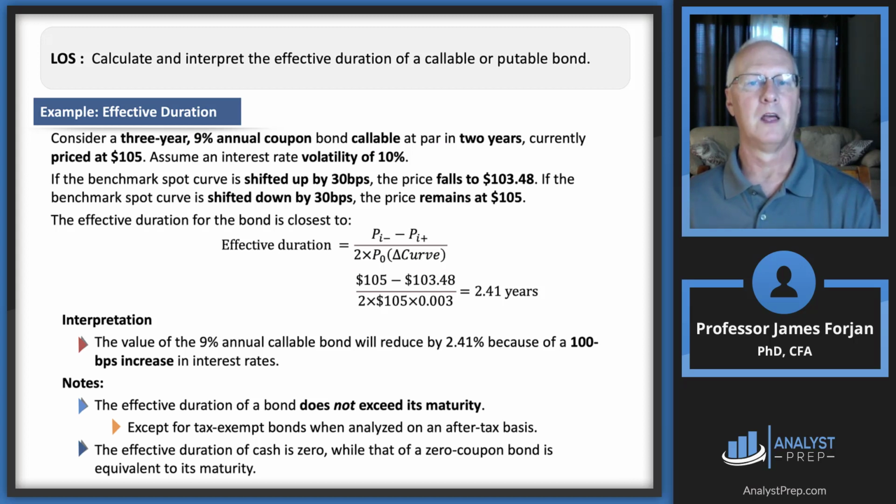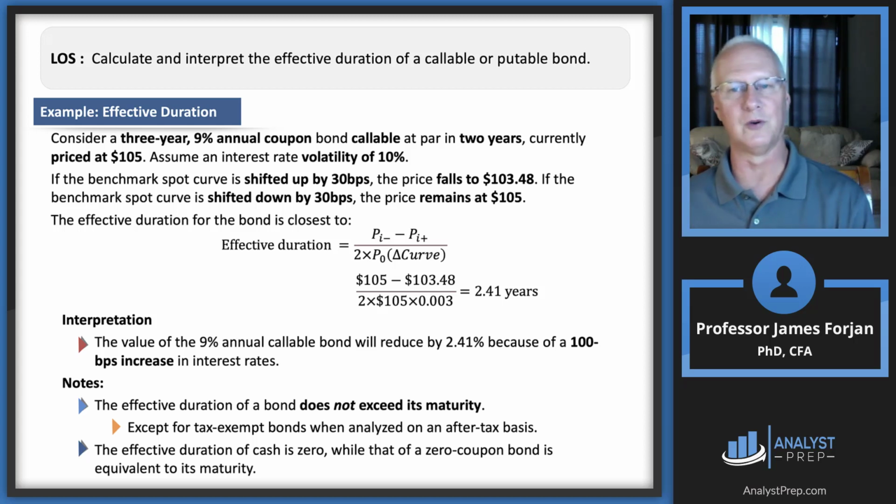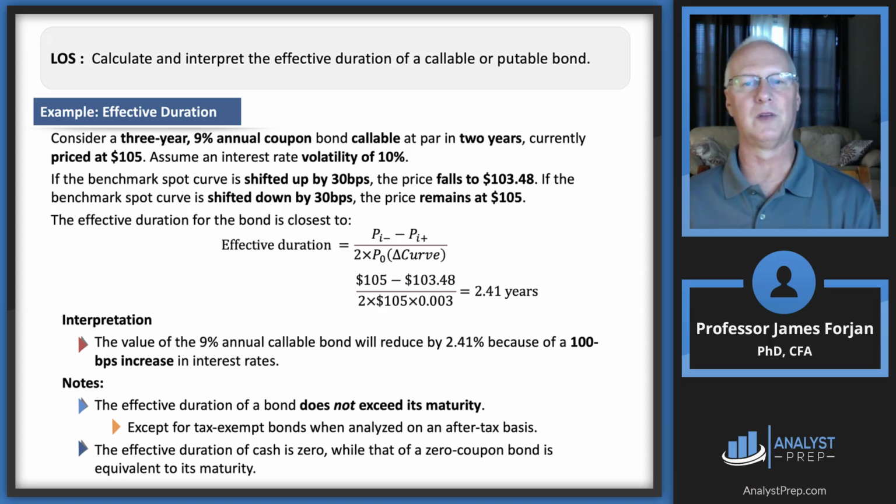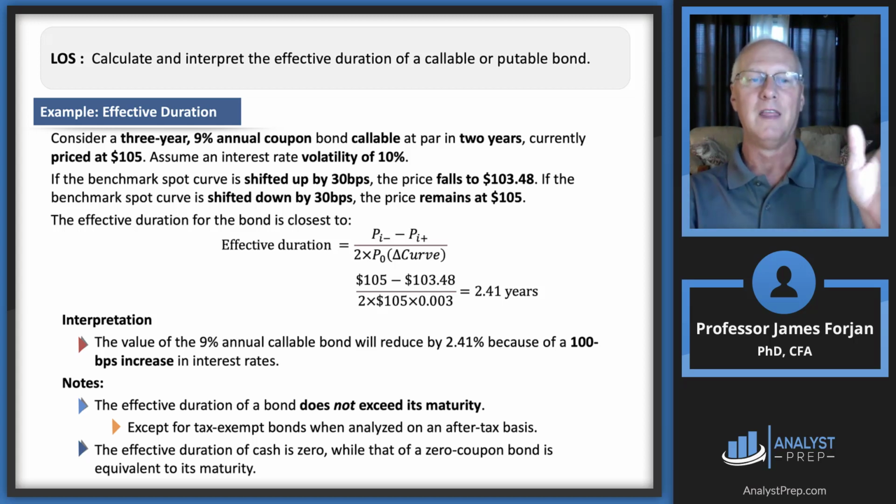Ready? All right, 3-year bond, 9% annual coupon, callable, currently priced at 105 with some assumed interest rate volatility. All right, so you ready for that second sentence there? This is the simple one. If the benchmark spot curve shifted up by 30 basis points, the price falls to 103.48. If the benchmark spot curve is shifted down by 30 basis points, the price remains at 105. All right, so there are those two prices.